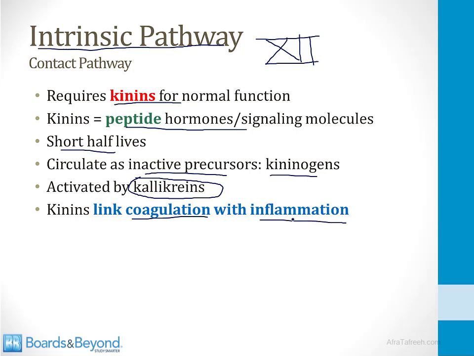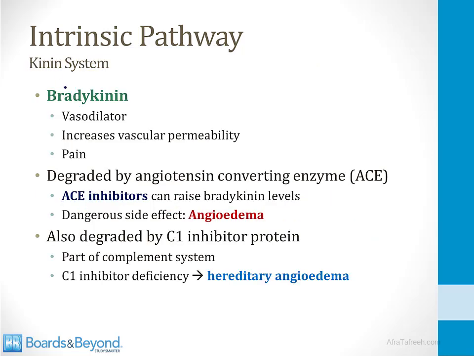That's because kinins contribute to inflammation, and they can be generated by factor 12, which, as we just saw, is part of the coagulation system. The most important member of the kinin system is bradykinin. It's a vasodilator, it increases vascular permeability, and it can cause pain. And bradykinin is relevant in two clinical scenarios.